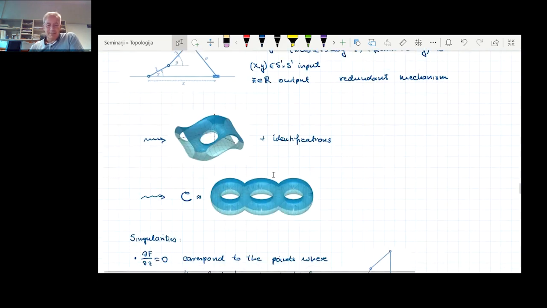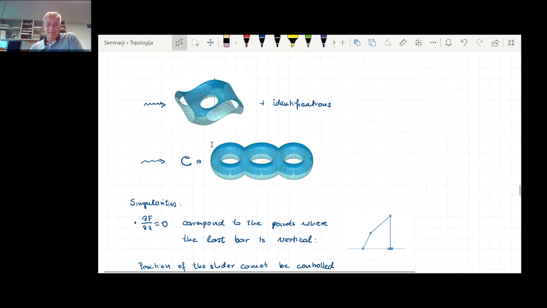So first are positions where the derivative with respect to the output coordinate is 0, because this is a 1 by 1 matrix. And if you compute those points and see to which positions they correspond, you find out that the derivative with respect to the output coordinate is 0 when this last bar is vertical.